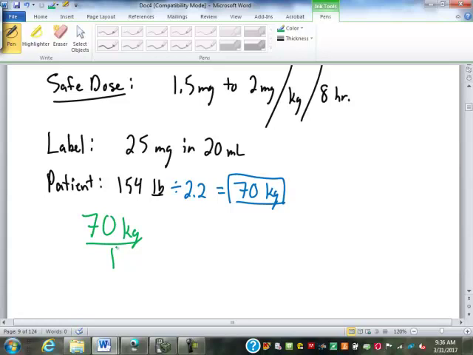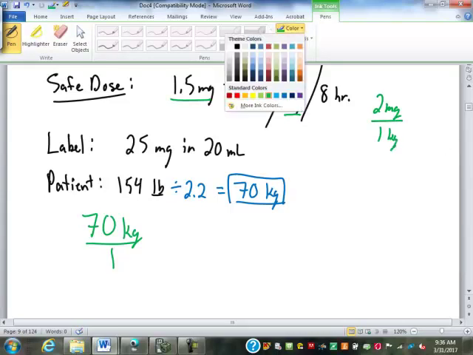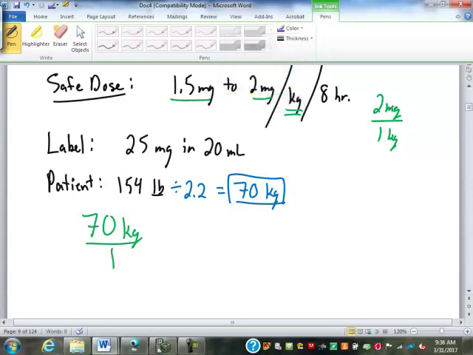Looking up top here, we have two actual rates given here. We have 1.5 milligrams per kilogram, and we have 2 milligrams per kilogram. We have to pick one of those to start with. I am going to do the 2 milligrams per kilogram. So why would you pick that one first? It really doesn't matter. I mean, you pick either one of them. I picked that one because it's a whole number, not a decimal. Okay.